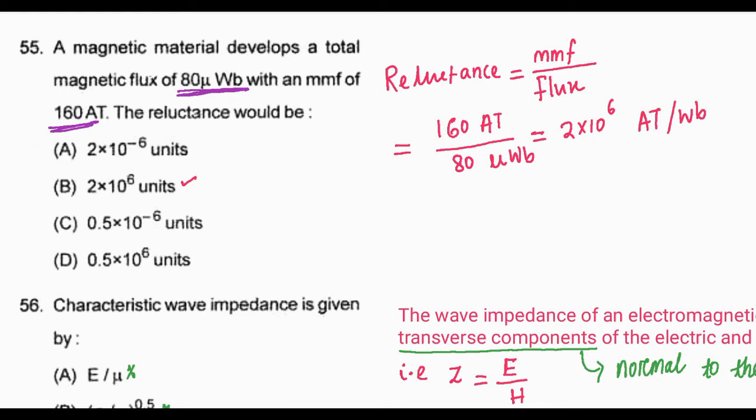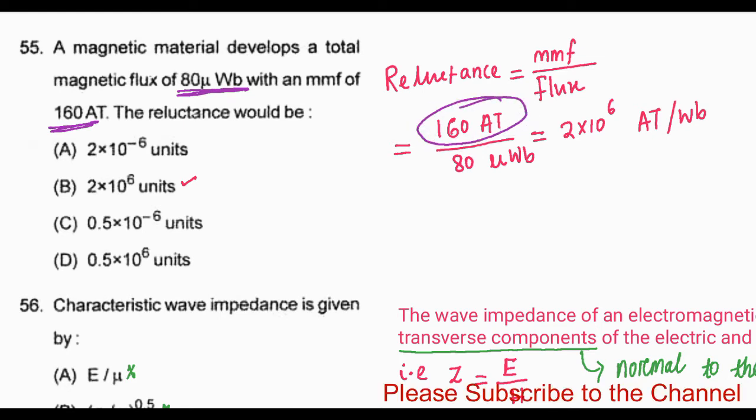So here 160 ampere turn by 80 microweber, which is going to be equal to 2 into 10 to the power 6 ampere turn per weber. So here option B is the correct answer.